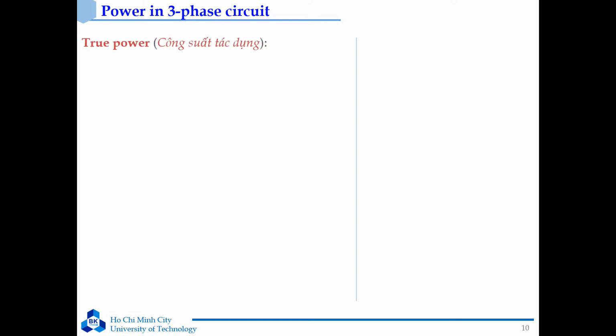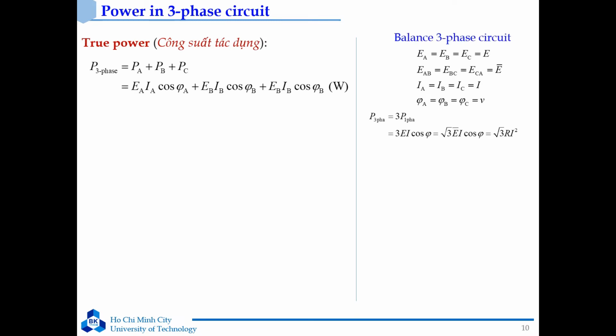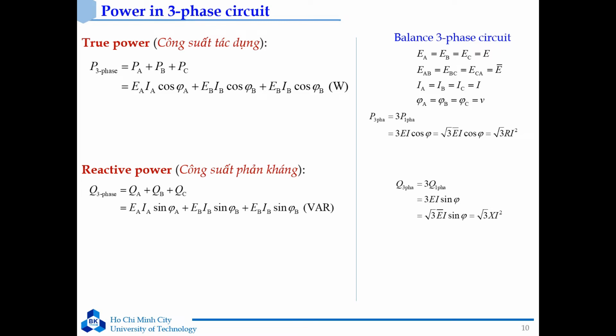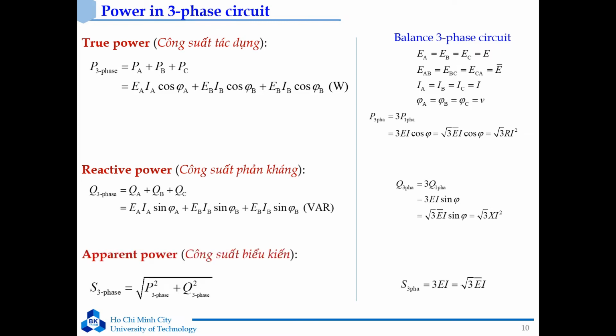Now we will discuss the power of three-phase circuits. The true power of a three-phase circuit is the sum of the power of each phase. It means P three-phase equals PA plus PB plus PC. And reactive power is similar: Q three-phase equals QA plus QB plus QC. And apparent power is equal to the square root of P squared plus Q squared. This is the power of three-phase circuits.